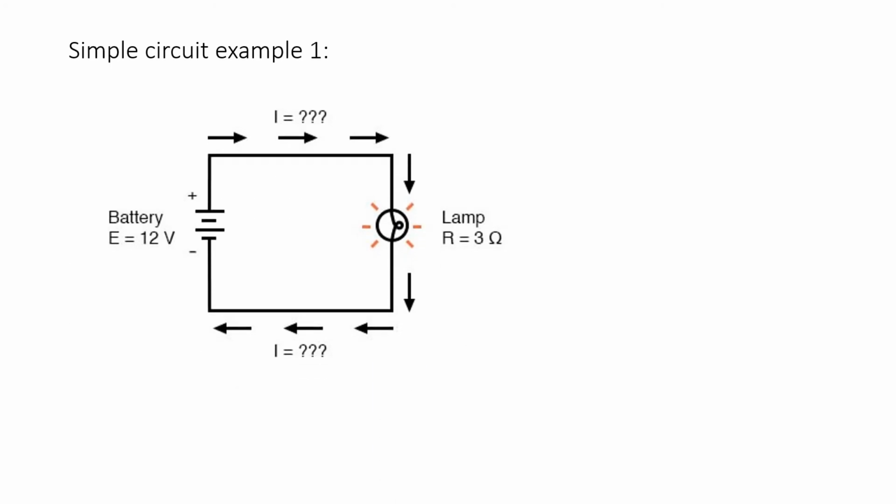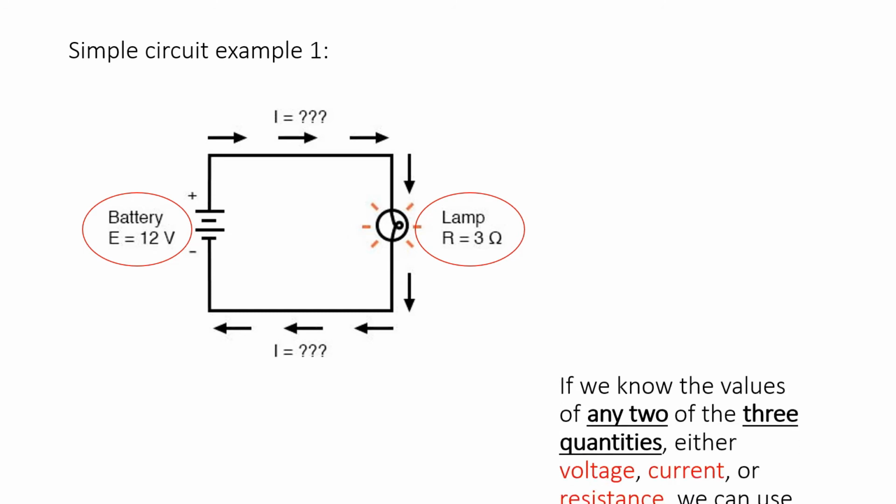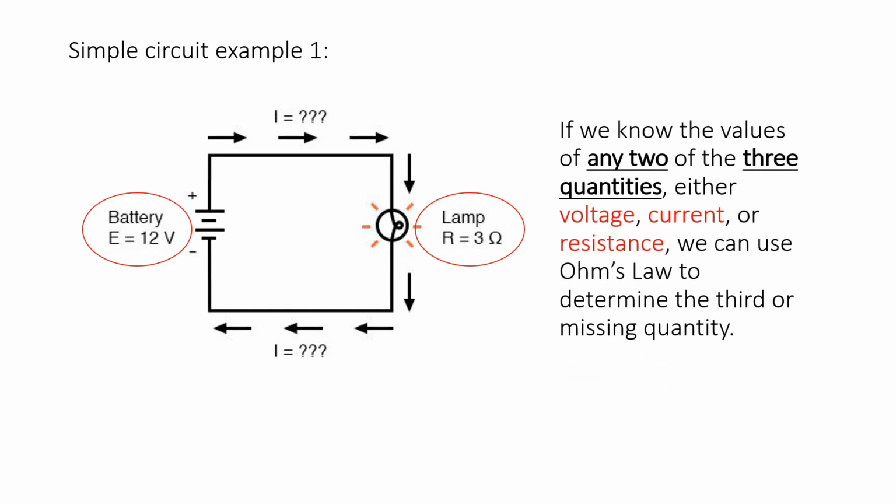We have here a circuit that has only one source of voltage, the battery on the left, and only one source of resistance to current, the lamp on the right. This makes it very easy to apply Ohm's law. If we know the values of any two of the three quantities, either voltage, current, or resistance in this circuit, we can use Ohm's law to determine the third.